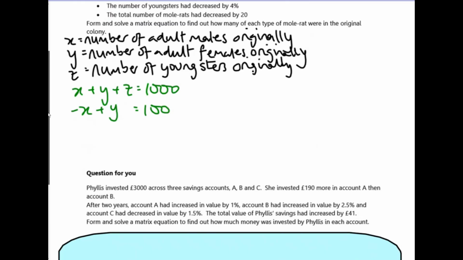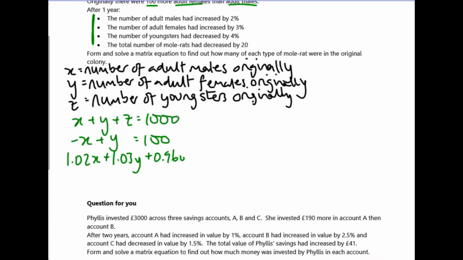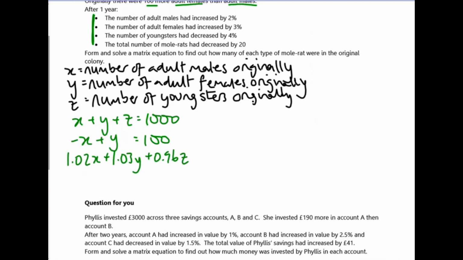Then you've also got all this information here. So it says after 1 year, the number of adult males has increased by 2%, so multiplied by 1.02. The number of adult females has increased by 3%, so times by 1.03. The number of youngsters has decreased by 4%, so times by 0.96. And the overall population has decreased by 20, so take 20 away from 1,000.